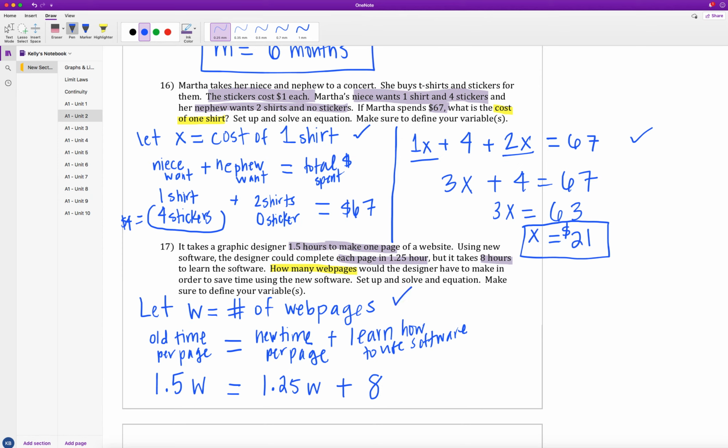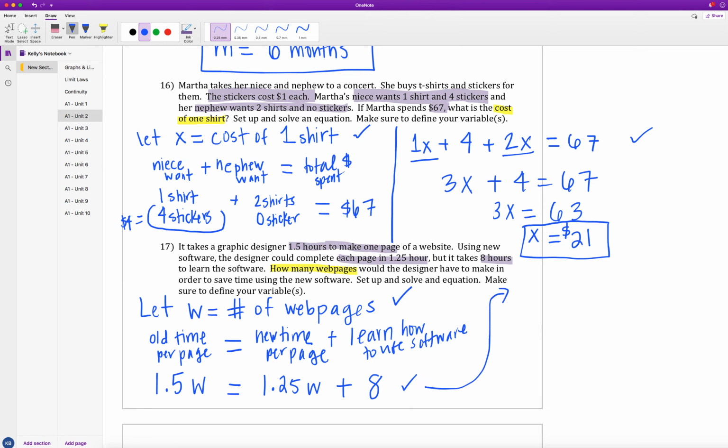So we've defined our variable, we have a single variable, and we've set up our equation, and now we need to go ahead and solve that equation for W. Why don't you pause the video and solve that, and then we will check your answer. Okay, let's go ahead and check our answer.